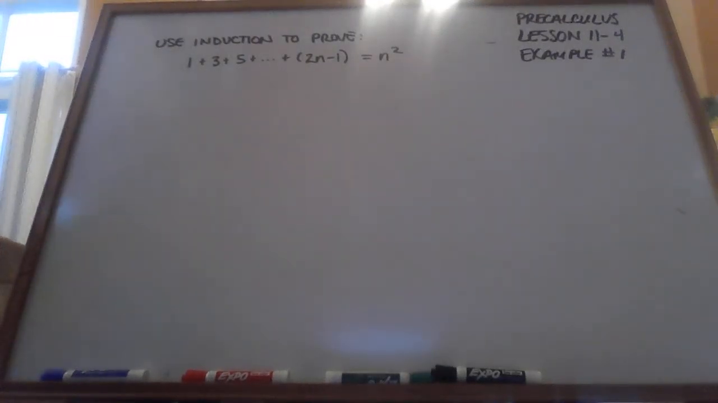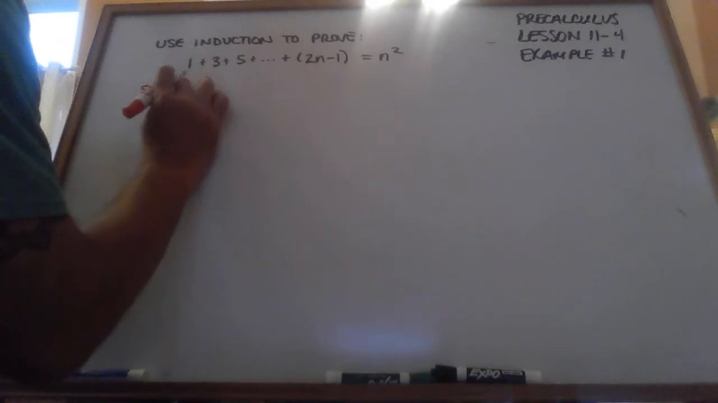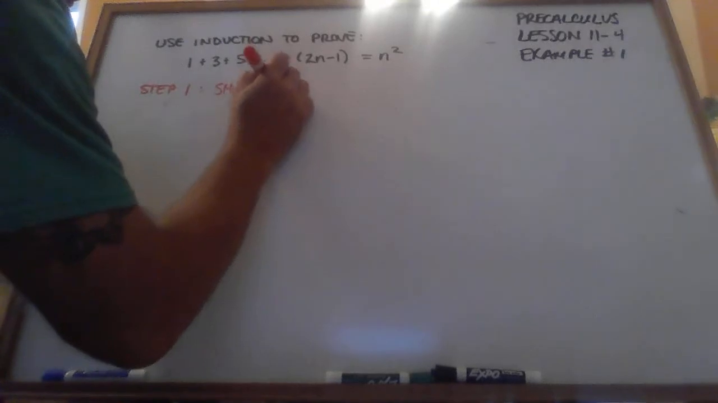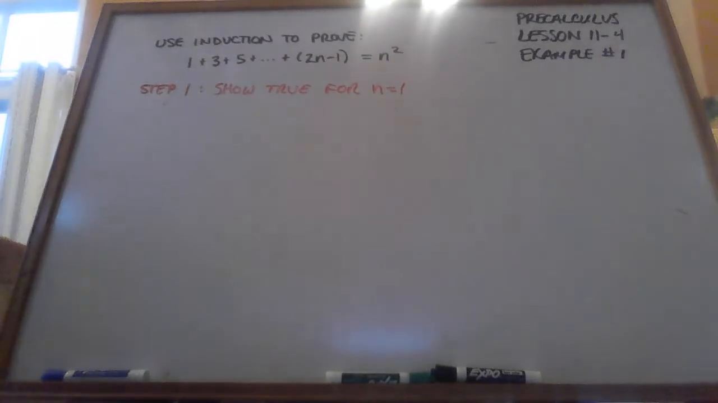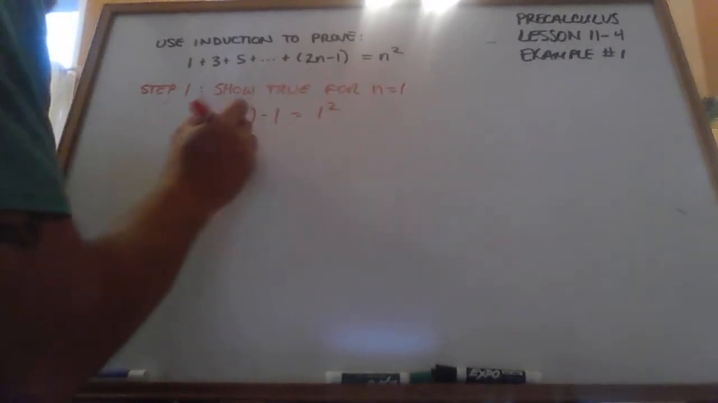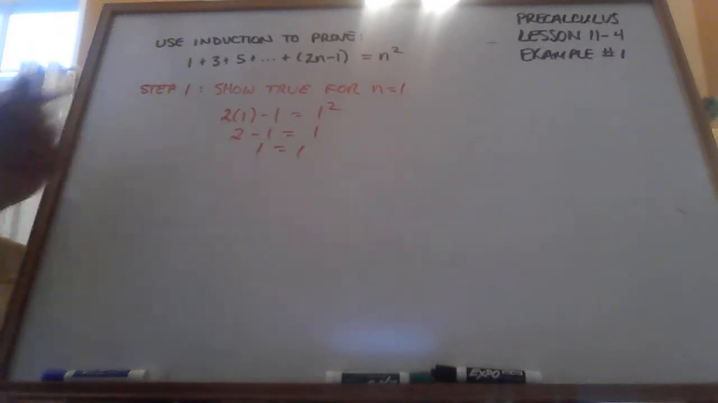Okay, so we're going to use induction to prove that 1 plus 3 plus 5 plus ... plus 2n minus 1 is equal to n squared. So our first step, step 1, is to show true for n equals 1. So we're going to plug in 1. It's going to be 2 times 1 minus 1 equals 1 squared. So 2 minus 1 equals 1. So 1 equals 1. So we're done with step 1.